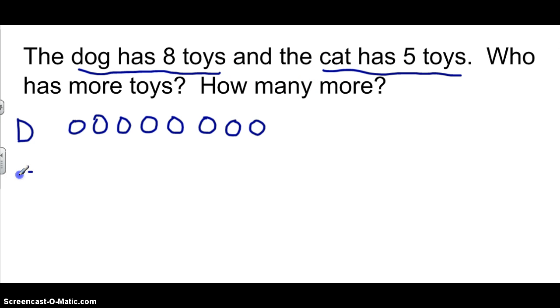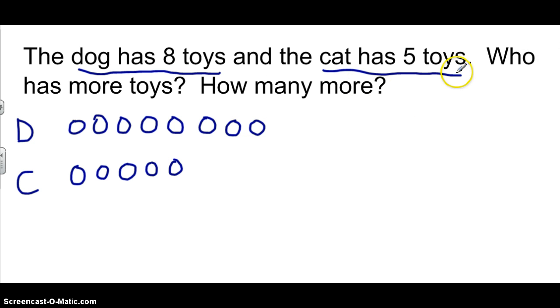And the cat has 5 toys. I'm going to put a C for cat, and I'm going to draw the 5 toys, and I'm going to try and line them up nice and neat. So there's 1, 2, 3, 4, 5 toys for the cat.